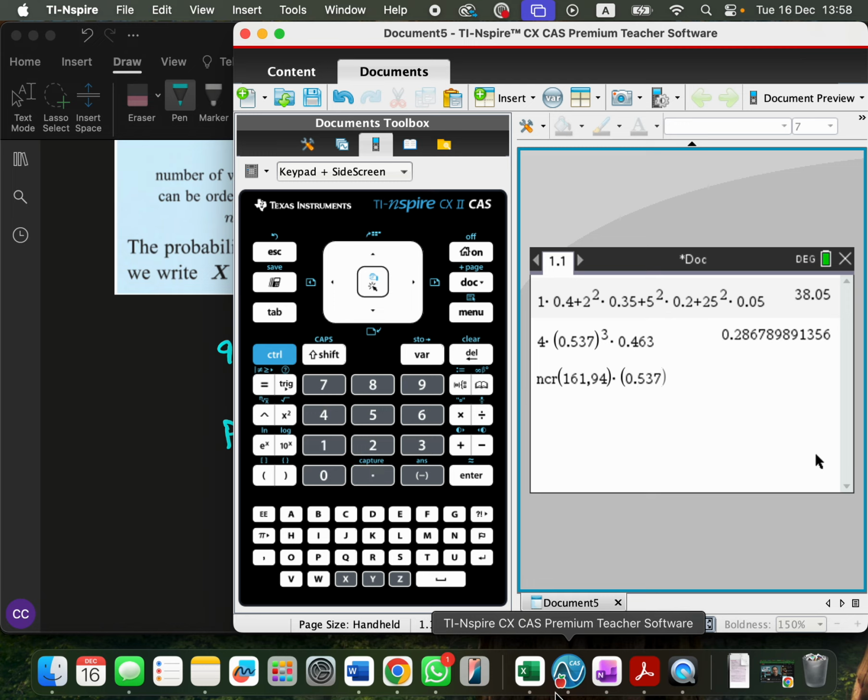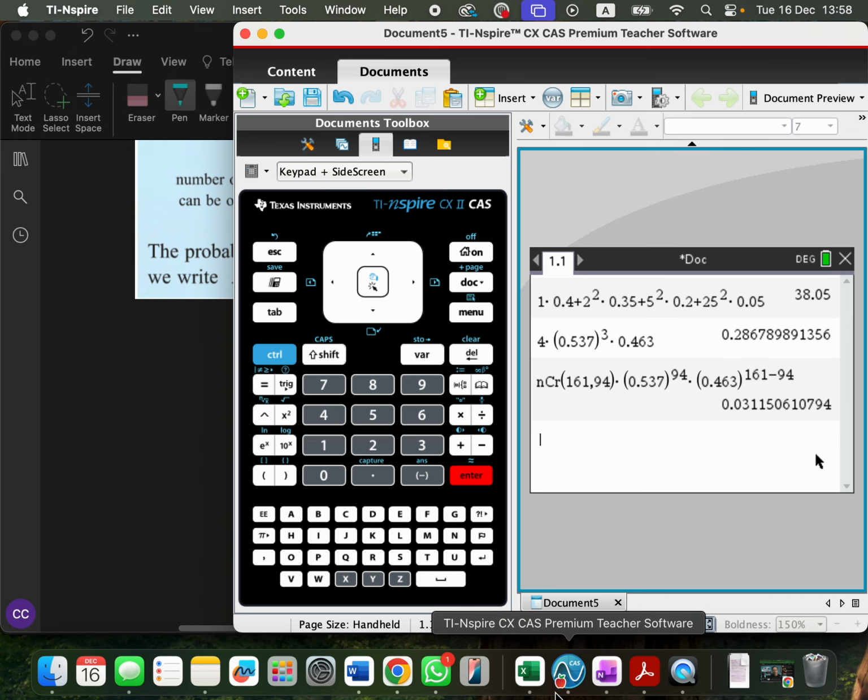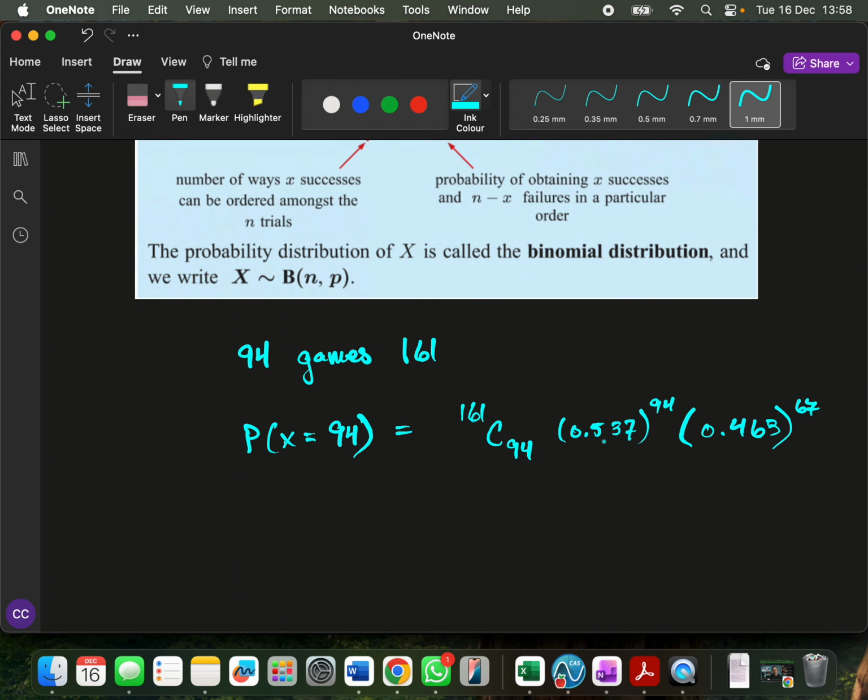0.537 to the 94th power, and then times 0.463, to the 161 minus 94, just so I don't screw it up. So what this is saying is that there is a 3.12% chance that my team, based on this, would win exactly 94 games.